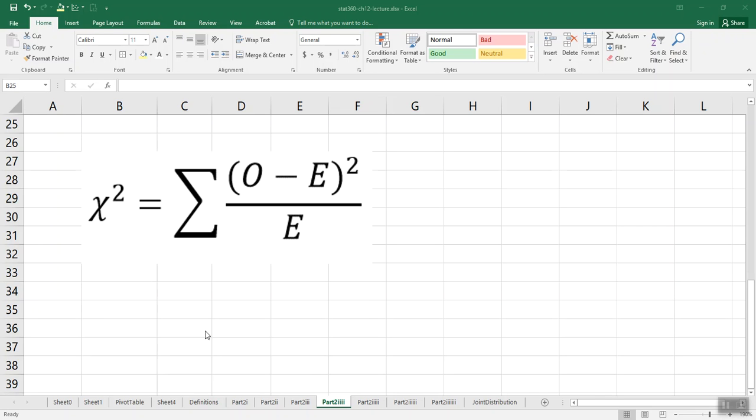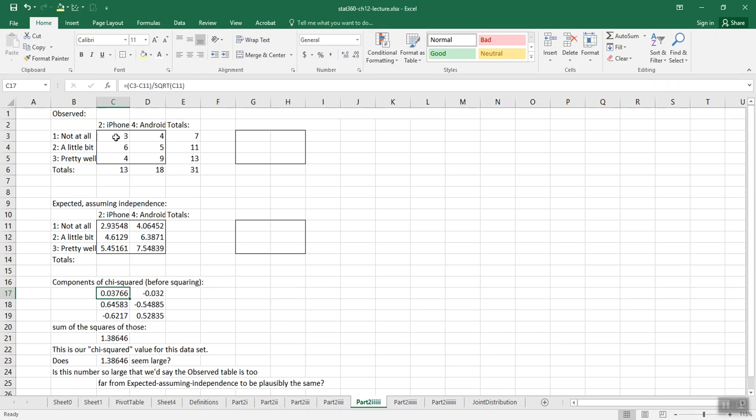Let's apply this definition of chi-squared to the table we've been working on. So here's our observed, here's our expected. Here for each cell is observed minus expected divided by the square root of expected. I haven't squared it yet because sometimes it's nice to see which ones are positive and which ones are negative, to tell you which cells are higher or lower than expected, assuming independence.